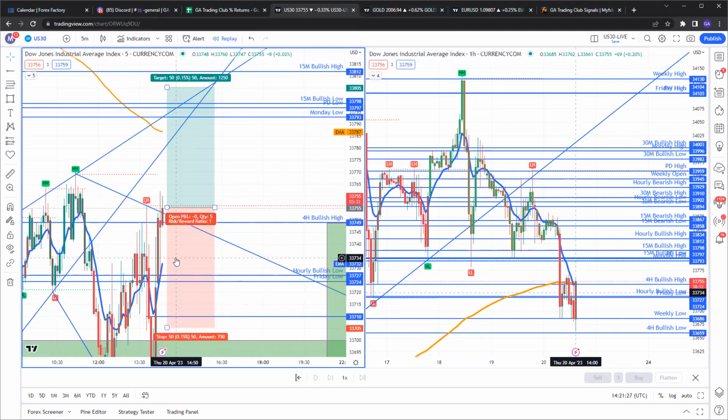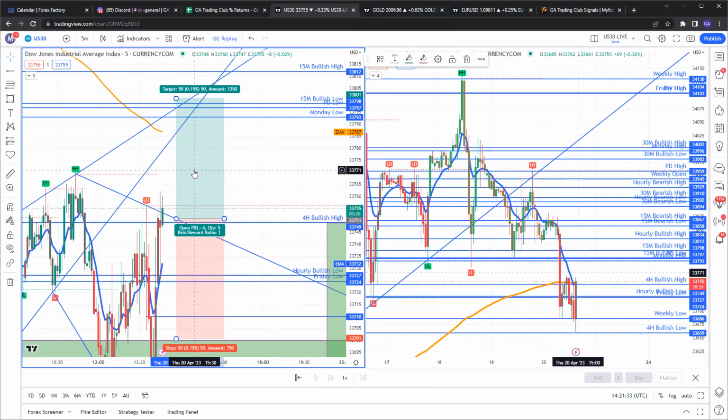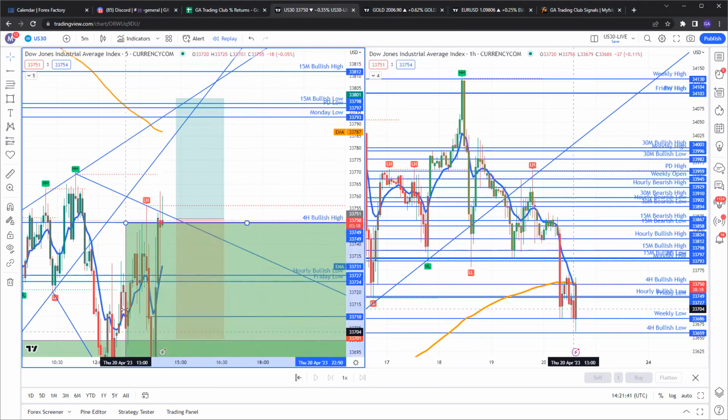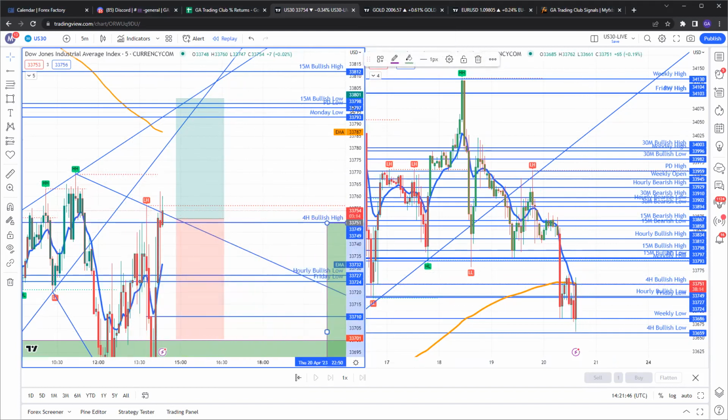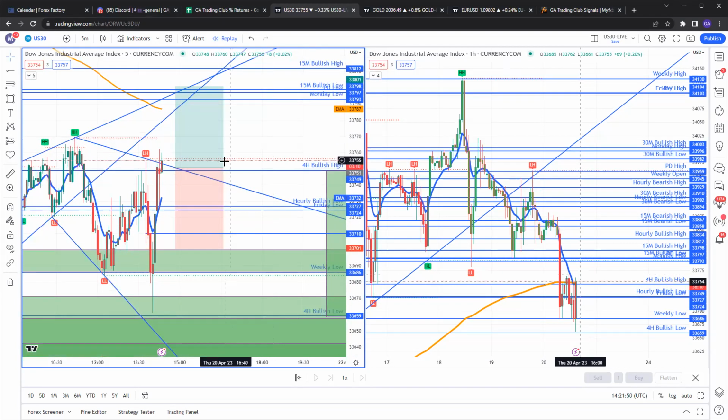So we need this candle to close, and then we need the next candle to retest the trend line and close above. And at that point, that's the area where I would be looking to enter a buy on US 30. And that is off of this 4-hour bullish high that's around here. So to me also, this is a no-brainer buy. The opposite is also true.